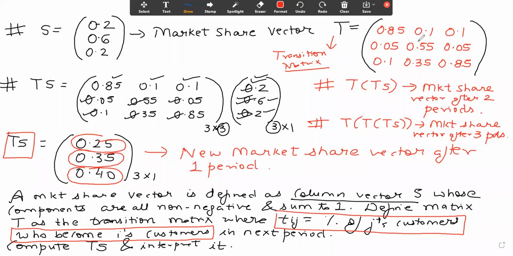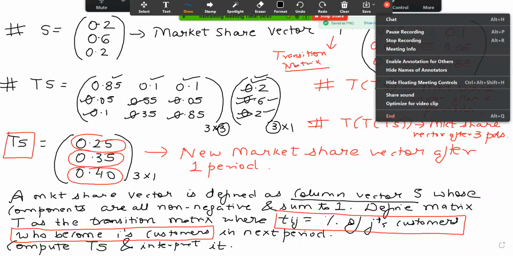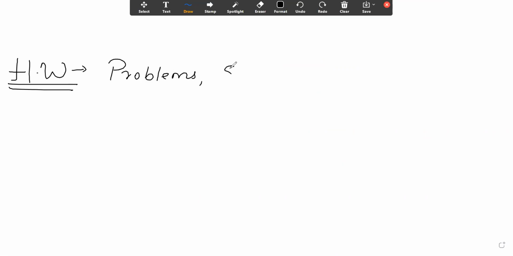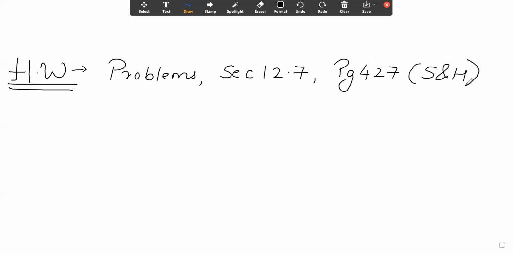Okay, so this is where I intend to stop now, guys. Homework question for all students. For this particular lecture, all students can note down the homework which you will solve at home. These are problems from Section 12.7, page 427 of Sater and Hammond.